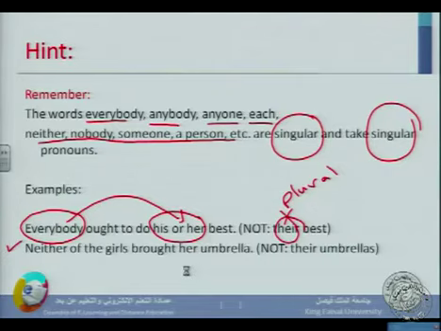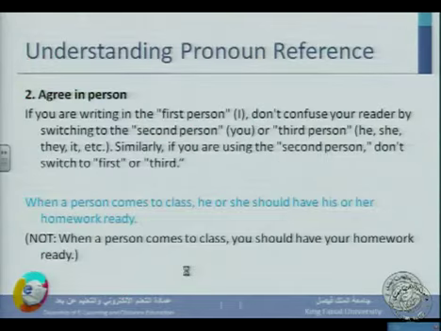أيضا في الجملة الثانية neither of the girls brought her umbrella، ما قال their لأنه umbrella is what؟ ولا واحدة من البنات، واحدة. Neither of the girls ولا واحدة، فهي ترجع للبنات وهي مفردة. Okay.